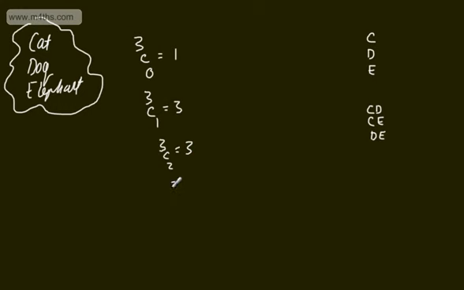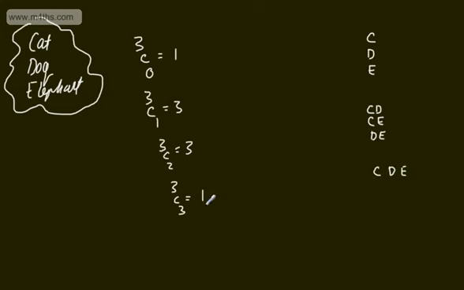Let's now look at 3C3. This is asking me how many different ways can I choose 3 of these animals from a list of 3. Well, the answer quite clearly is one way. It's cat, dog, elephant. Again, the order doesn't matter.